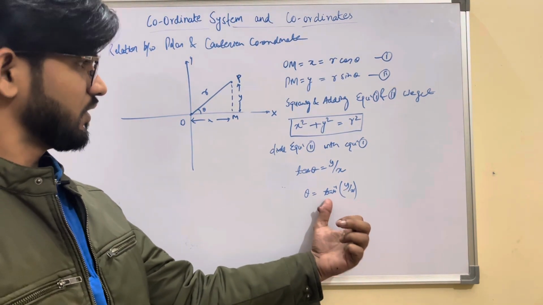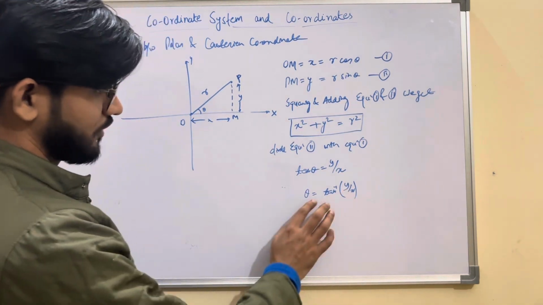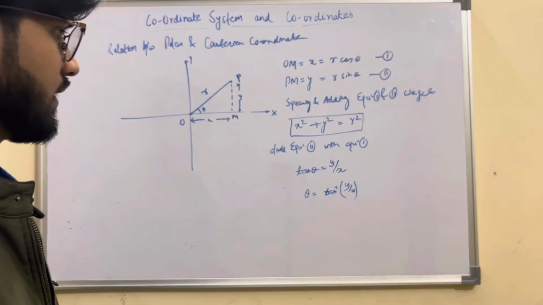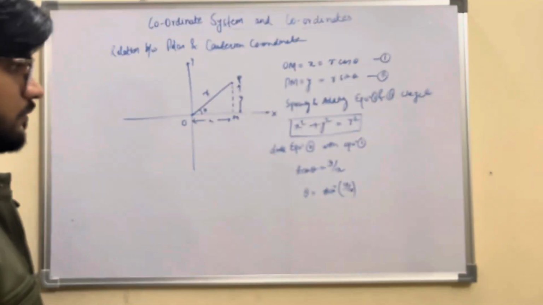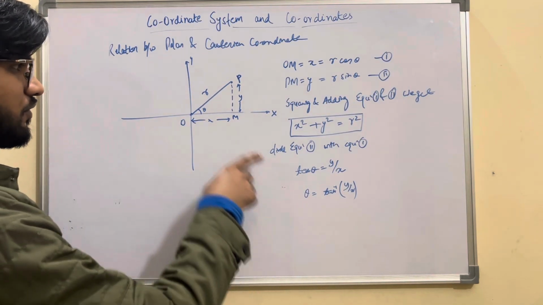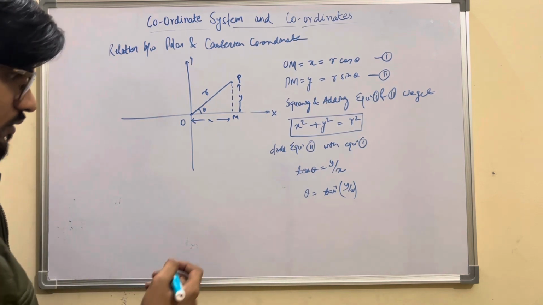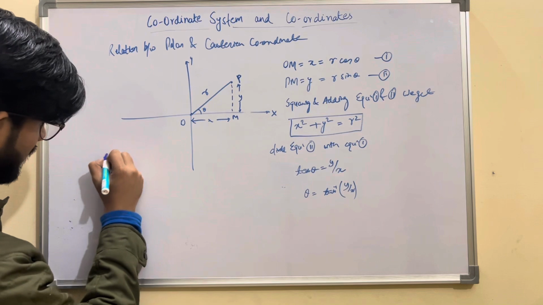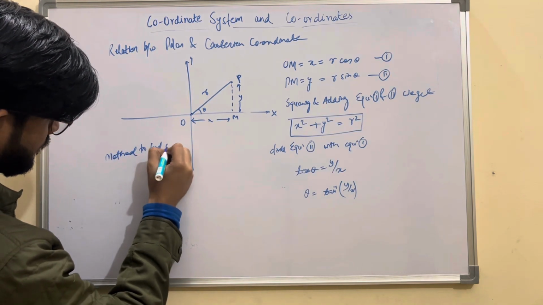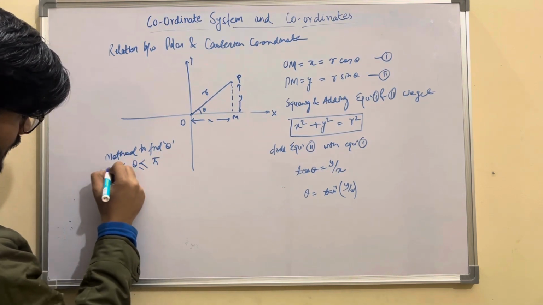See, there is one thing to determine theta. This formula is used when y and x are not in modulus, and you can use tan inverse y by x. But to evaluate theta, it depends on whether theta lies in the first, second, third or fourth quadrant. Here is the method to find theta. Theta lies between pi and minus pi.